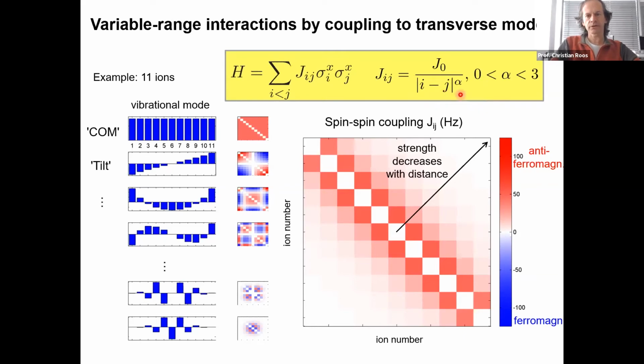And this exponent can be tuned between 0, which would be the all-to-all case, and an exponent of 3, which is difficult to achieve because in that case the coupling vanishes and goes to 0. But in between we have some room, and we can achieve exponents somewhere between maybe 0.5 and 2, which give rise to different types of physics.